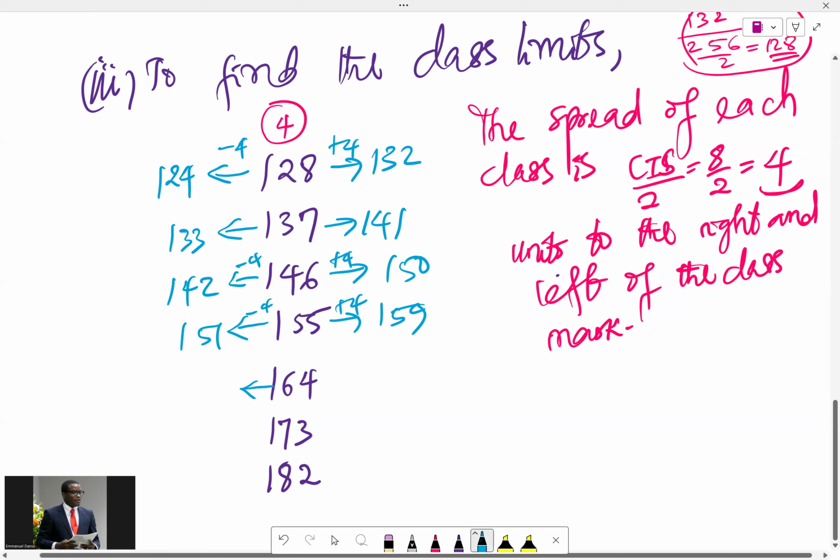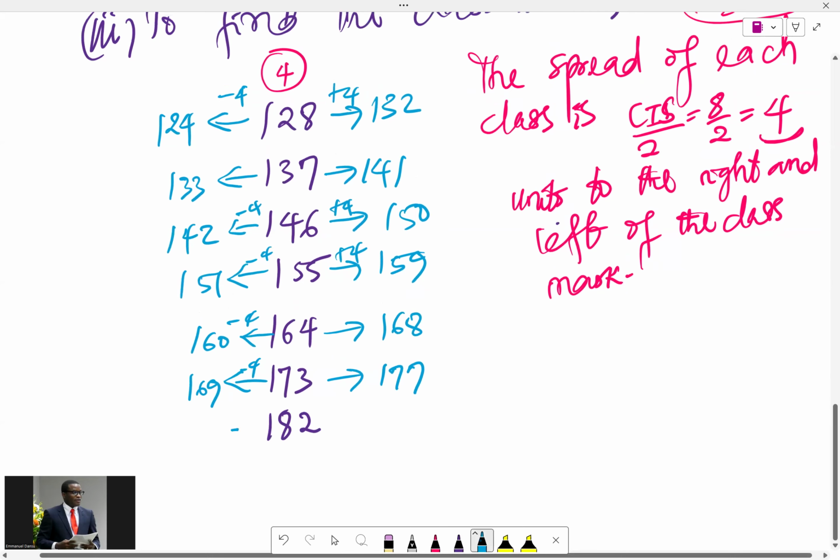So again, this minus 4, you get 160. This plus 4, you get 168. Then this minus 4, you get 169, and this plus 4, you get 177. And lastly, this minus 4, that's 178, I believe. Then add 4, that's 186.